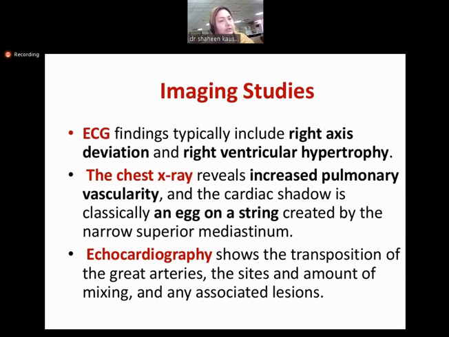Imaging shows a characteristic picture, and ECG typically shows right axis deviation and right ventricular hypertrophy. Chest X-ray reveals increased pulmonary vascularity, and the cardiac shadow is classically an egg on a string, created by a narrow superior mediastinum. Echocardiography shows transposition of the great arteries, the site and amount of mixing, and any associated lesion. It is the diagnostic test, which may show the transposition of great vessels and mixing of the blood.